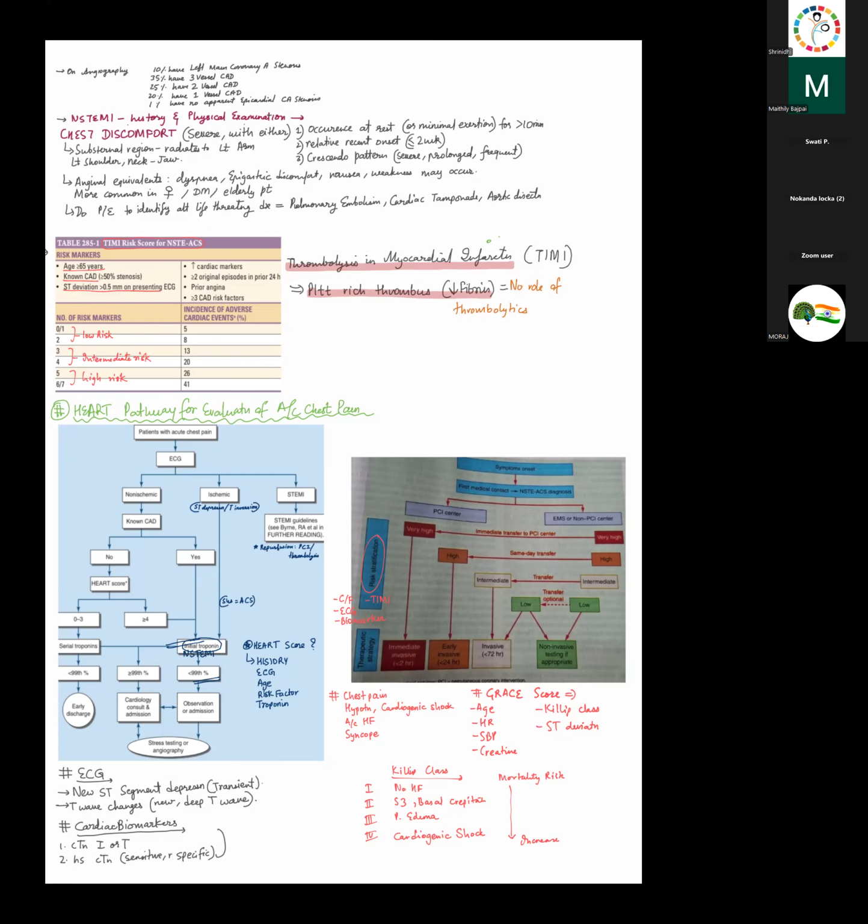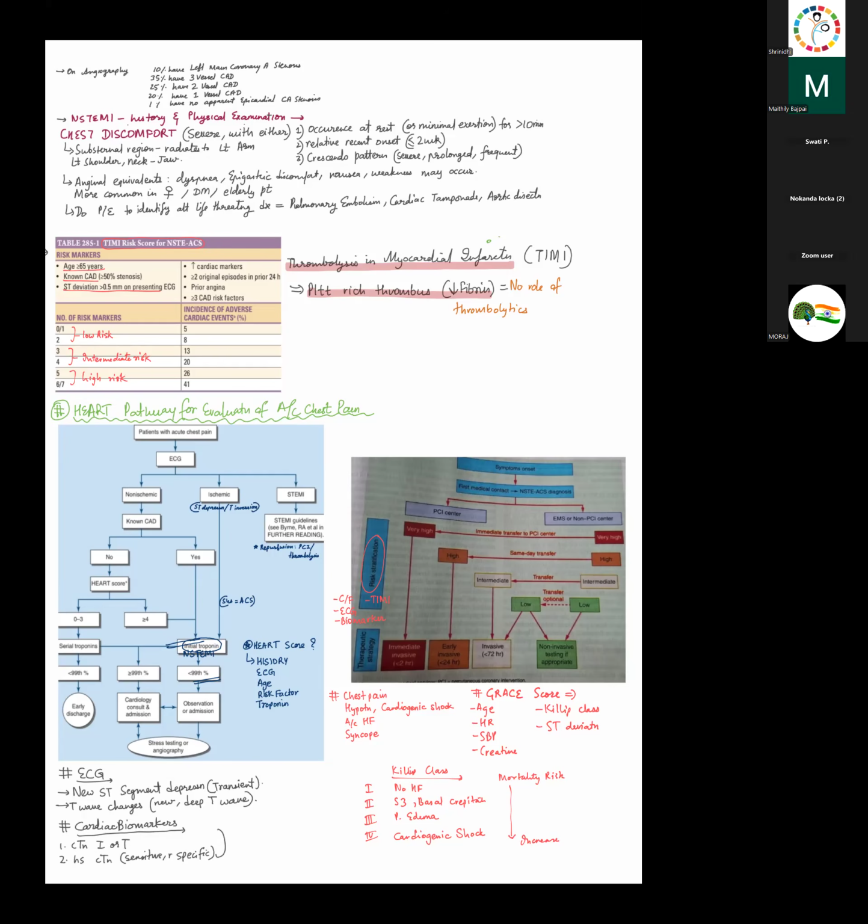If the score is between 0 to 2, it's a low risk patient, and the incidence of adverse cardiac events is 5 to 8%. If the score is between 3 to 4, it's an intermediate risk patient, and the incidence of adverse cardiac events is 13 to 20%. And if the score is between 5 to 7, it's a high risk patient, and the incidence of adverse cardiac events is up to 40%.